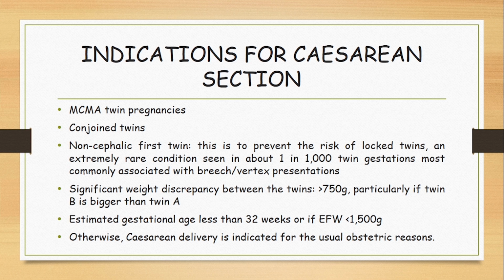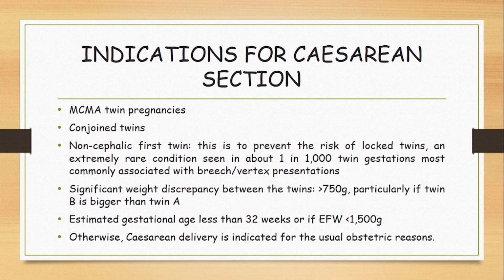Non-cephalic leading twin. For instance, if the leading twin is breech and the second twin is cephalic, cesarean section is the rule. Also where there is a significant weight discrepancy between the twins, at least more than 750 grams, particularly if twin B is bigger than twin A. This we see in discordant fetuses of multiple pregnancies. So this should lead us to cesarean section.